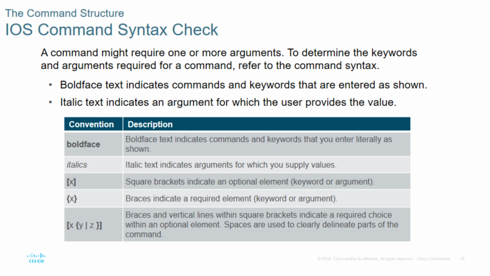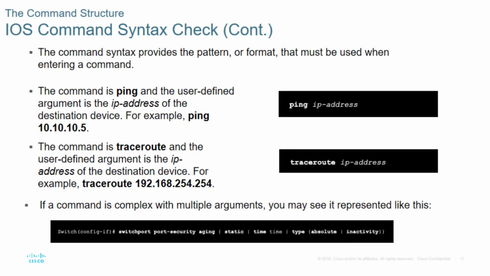For instance, the syntax for using the description command is description string, and the argument is a string value provided by the user, right? So the description command is typically used to identify the purpose of an interface. For example, entering the command description connects to the main headquarter of a switch describes where the other device is at the end of the connection. So if a command is complex with multiple arguments, you may use it.